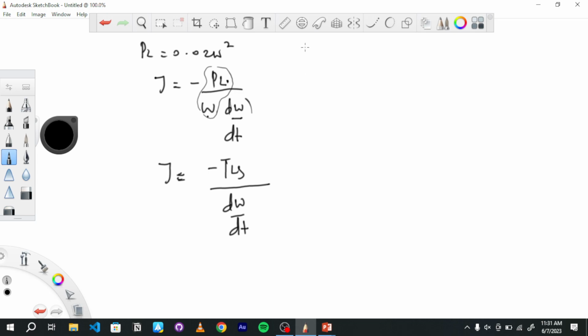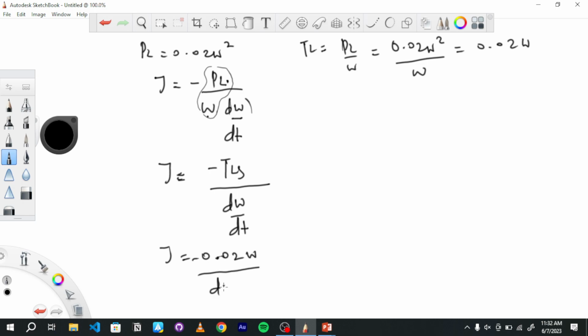We know that TLS is what? TLS is PL over omega, right? PL is what? 0.02 omega squared. So if I divide it by omega, it means my TLS is 0.02 omega. It means that my J is equal to negative 0.02 omega over omega dt. And this is what I'll use for all the times.